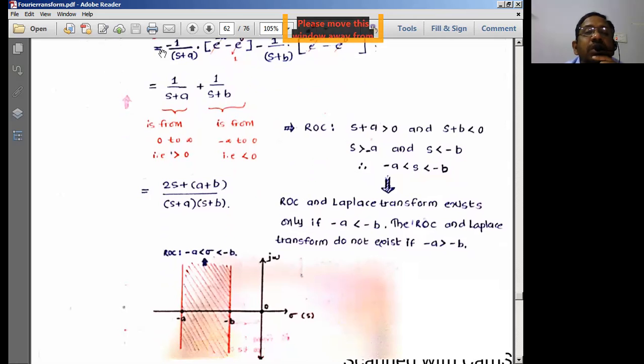Now these limits are going to extend from 0 to infinity. Therefore the ROC, the real part of it, should be greater than 0 here. These limits are going to extend from minus infinity to 0. Therefore the real part of this should compulsorily be less than 0, because limits are extending from minus infinity to 0. So therefore I can write s plus a greater than 0 and s plus b less than 0 as the limits for the ROC. So s is greater than minus a, and definitely s is going to be less than minus b. So s is going to lie between minus a and minus b.